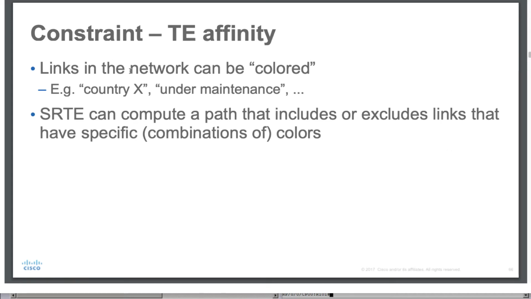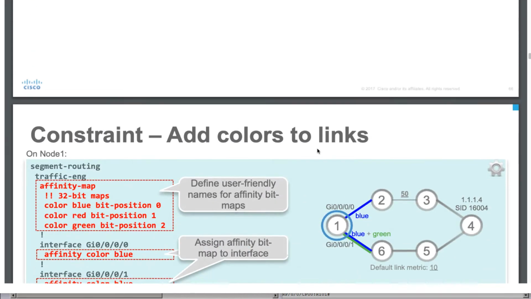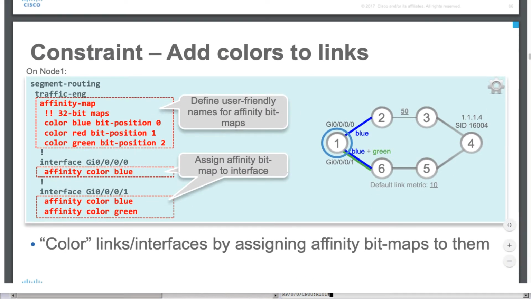So, links in the network can be colored. When we say colored, that means we are assigning them a numerical value, and once the links are colored, SR-TE can compute a path that includes or excludes links that have a specific color. Let's say in our topology we have two paths. We can give one path one color and the second path another color. When we are creating an SR-TE policy, we can say always take this path to go to this particular endpoint, and that can be done with this whole thing.